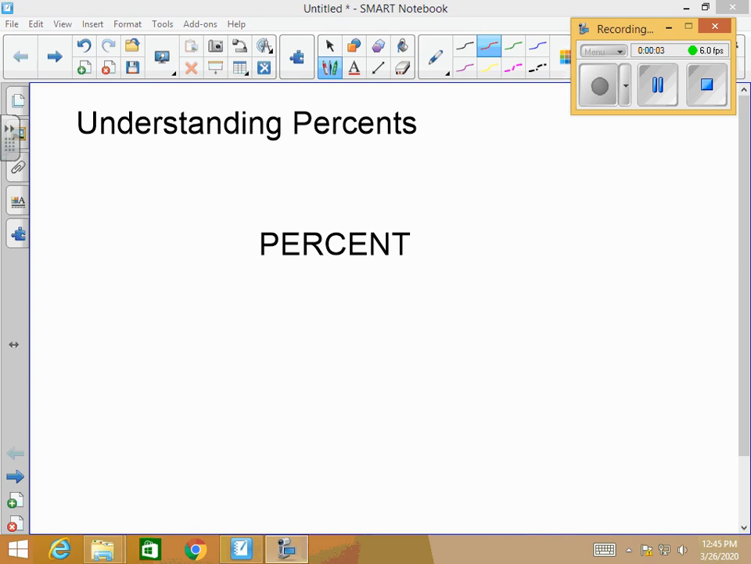Now we're going to talk about percents. And the first thing we have to do is understand percents. Well, if we take the word percent, we're not really trying to fool anybody. Per. We split this guy up. Per actually means to divide.